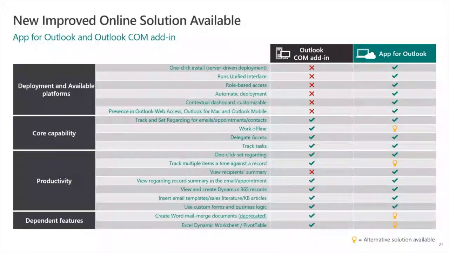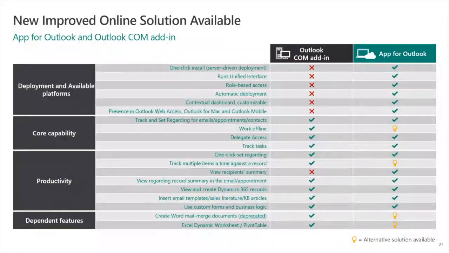In the app for Outlook, you can also go much further than that, view and create CRM records. Just like with the COM add-in, you can also insert email templates, sales literature, and KB articles. You can use custom forms and business logic as well for both.